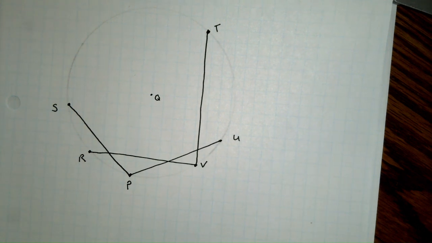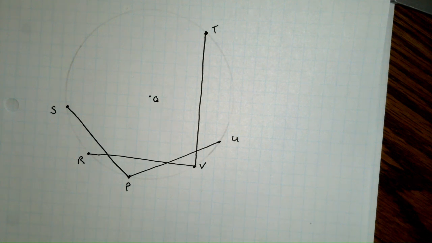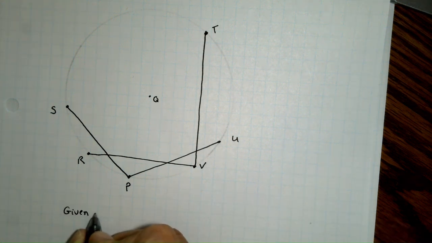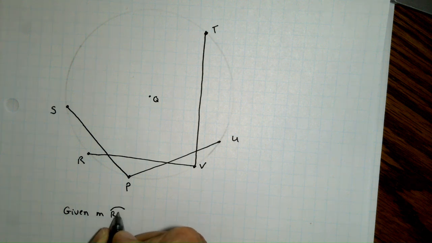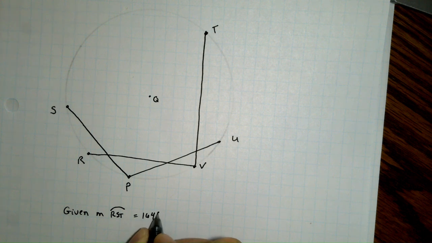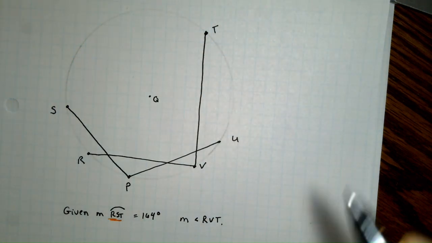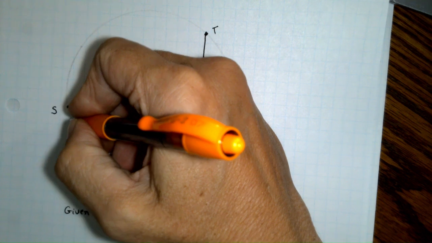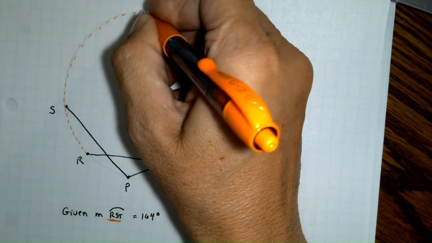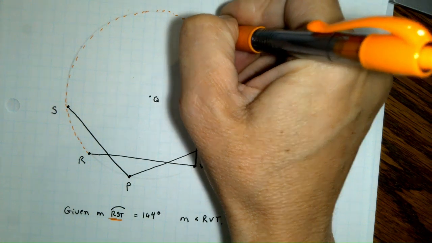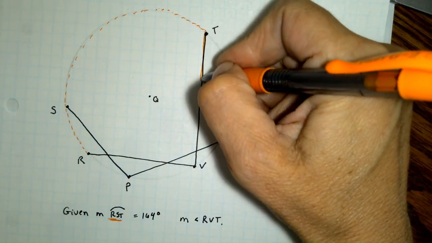So here we see an image. We have several variables on it. We have Q as the center, and we have R, S, T, U, V, and P as different points. So if I give you that arc RST is 164 degrees, what is the measure of angle RVT? Okay. So arc RST, I'm going to highlight that in orange. So I got to start at R, go through S, all the way to T.